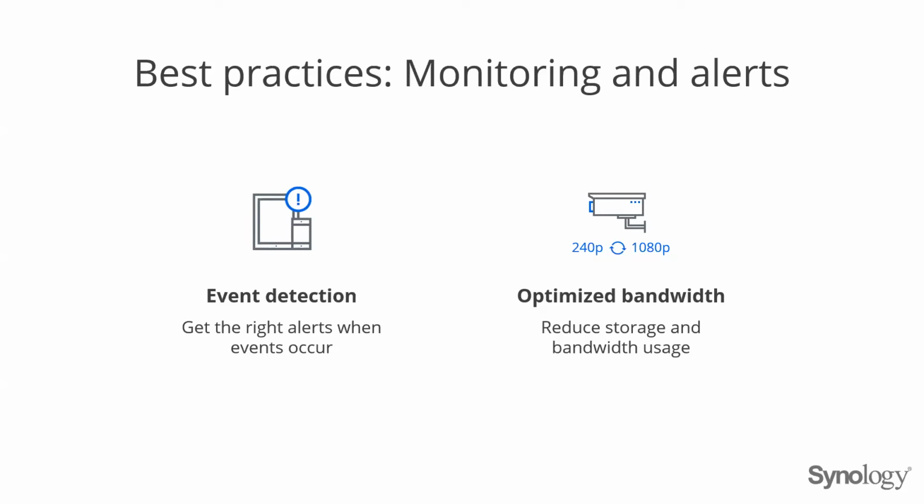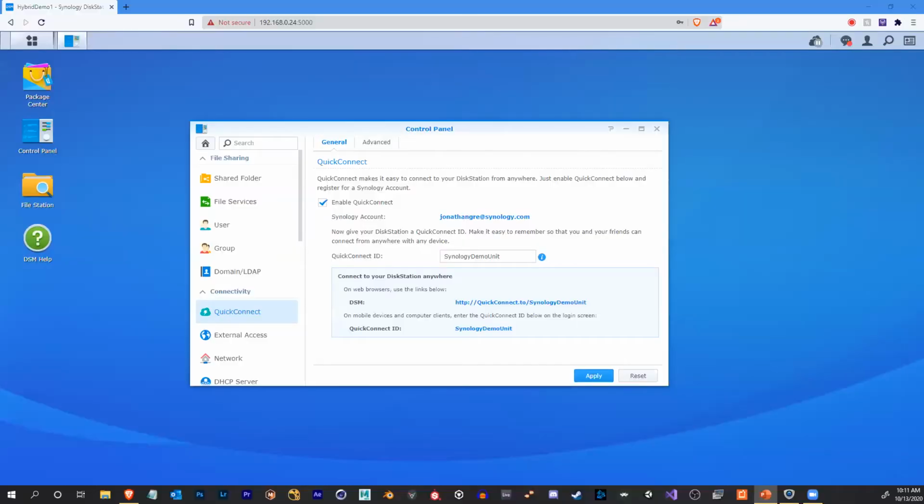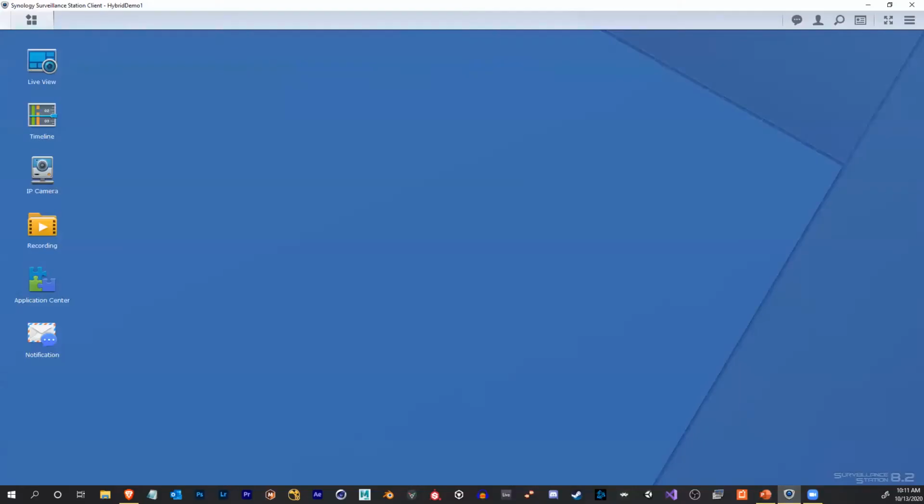I also want to make sure that I'm optimizing my bandwidth. Now, this is to reduce our network strain for larger deployments, but also to reduce how much data storage we're taking up on the device. So I'm going to go ahead and show you that right now. So I'm actually going to open up Surveillance Station, the client here installed on my computer. But again, I could access this through the browser as well.